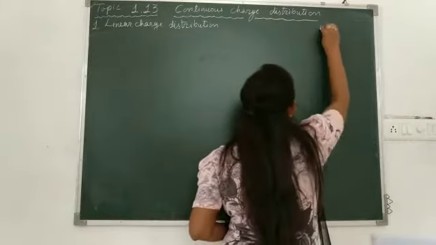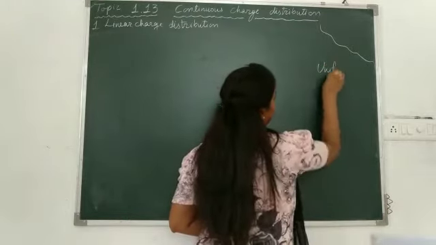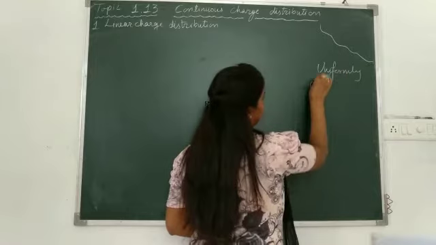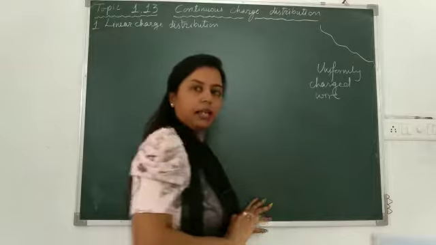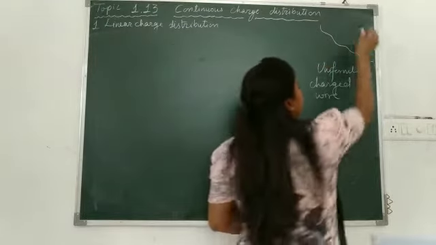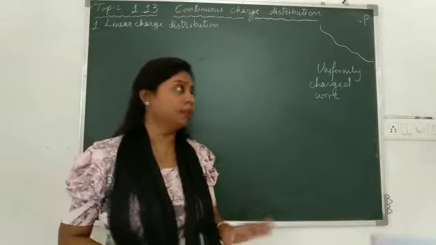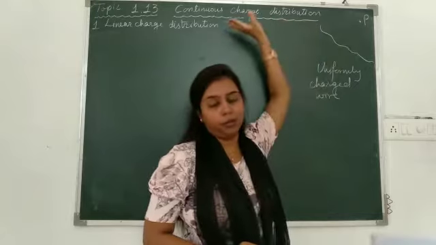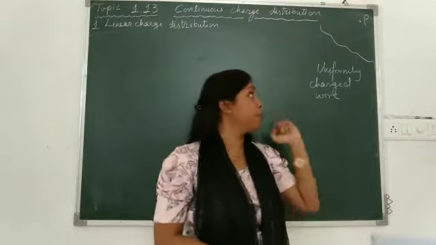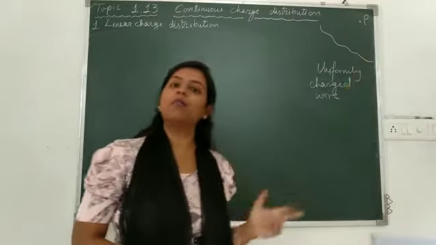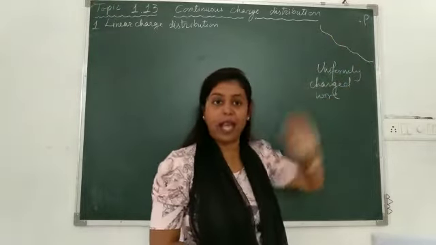Suppose I'm having a long uniformly charged wire, and I need to calculate electric field due to this uniformly charged wire at this point P. Now I don't have any formula to calculate the electric field at this point due to such a long uniformly charged wire. But yes, I have a formula to calculate electric field at this point due to a point charge. Now how can I consider this long uniformly charged wire as a point charge?